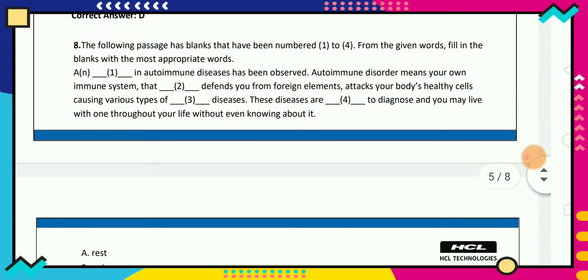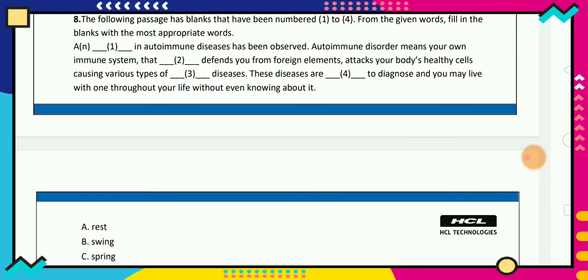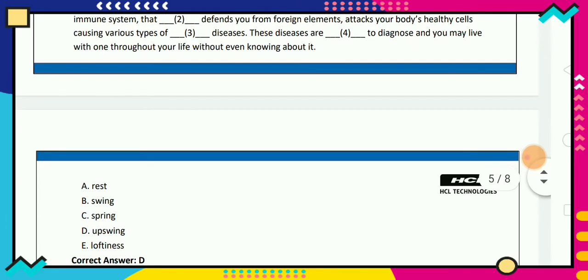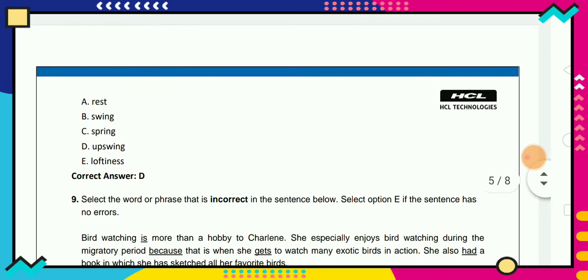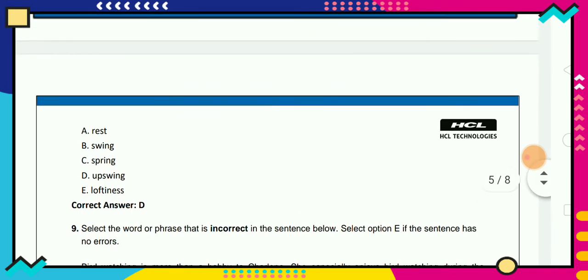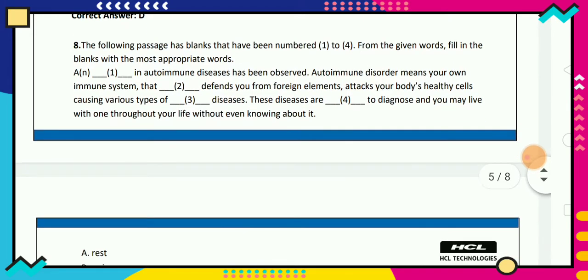This one, guys. The following passage has blanks that have been numbered 1, 2, 3, 4. You will get 4 options, and you should match one option for all four blanks. For example, if you choose rest, the answer is D, upswing. If you choose upswing, all the 4 should have upswing. You need to read carefully and provide the correct matching answer.